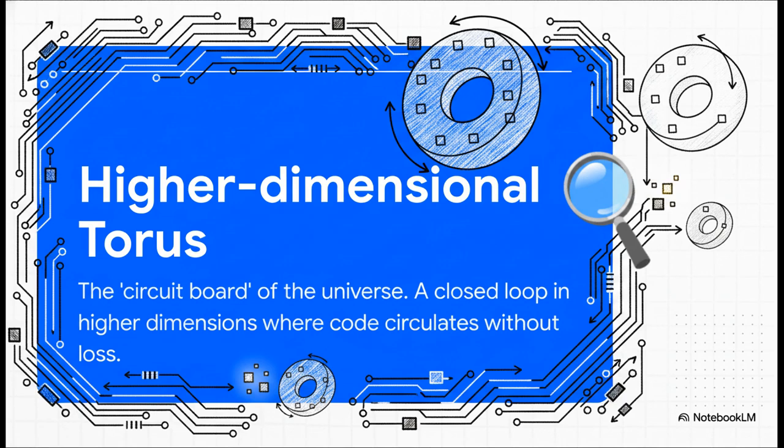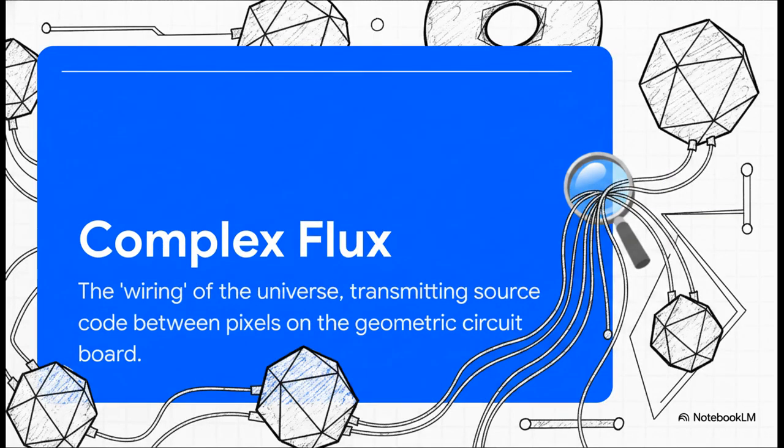So where do all these pixels live? They aren't just floating around randomly. AGT suggests they're all arranged on a kind of cosmic motherboard, a higher dimensional torus, a donut shape. This creates a perfect, closed loop, which is crucial because it lets the universe's source code just circulate endlessly without ever being lost.